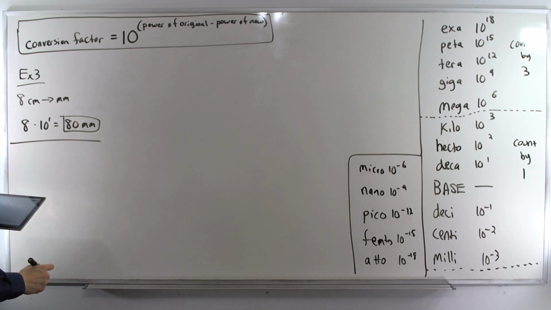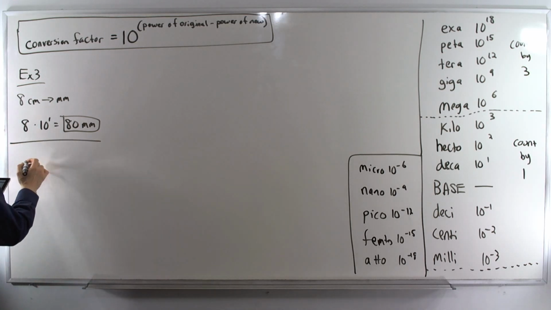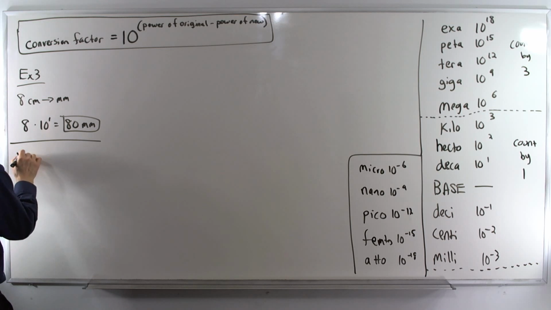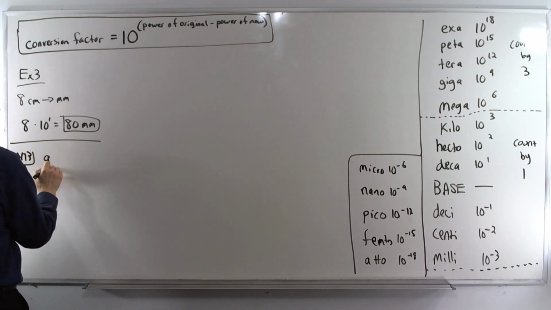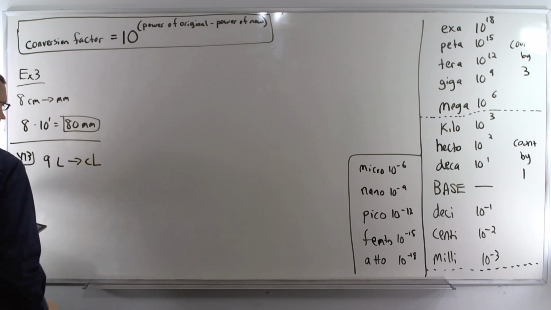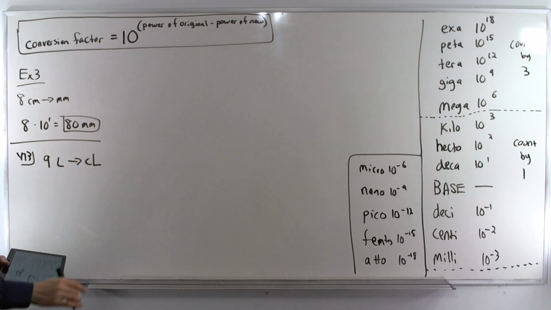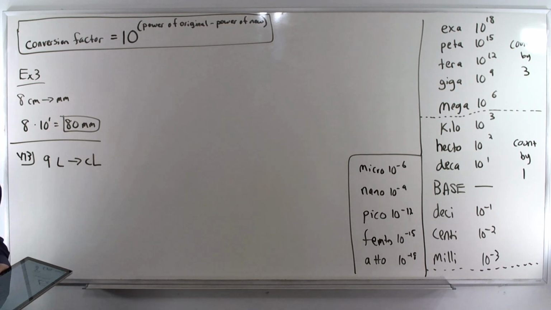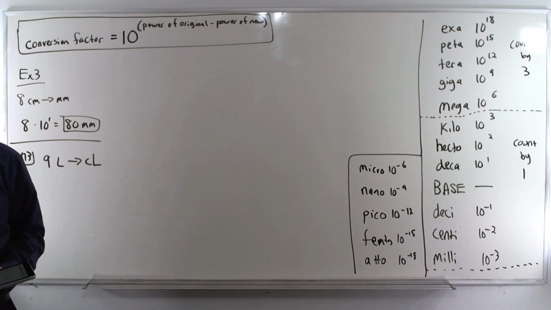Try this out with your turn, number 3, 9 liters to centiliters. And when you write the liters, use a capital L, because a small l looks like a 1 and leads to a lot of confusion.